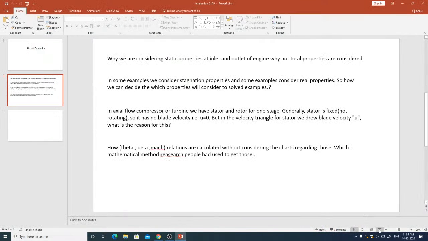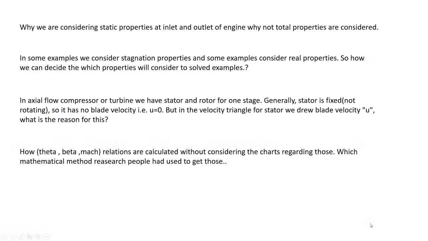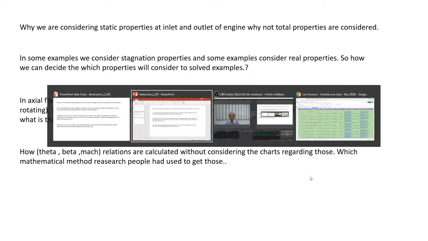The second question is similar. In some examples we consider stagnation properties, and in some examples we consider static properties. So how can we decide? This question is the same. Again I am telling the same fact: we have to first understand why we are taking total properties and why we should sometimes not take them. Once this concept is clear to us, we would understand when to use what.